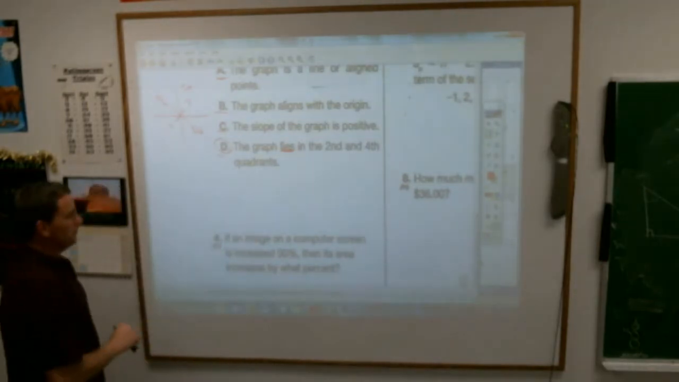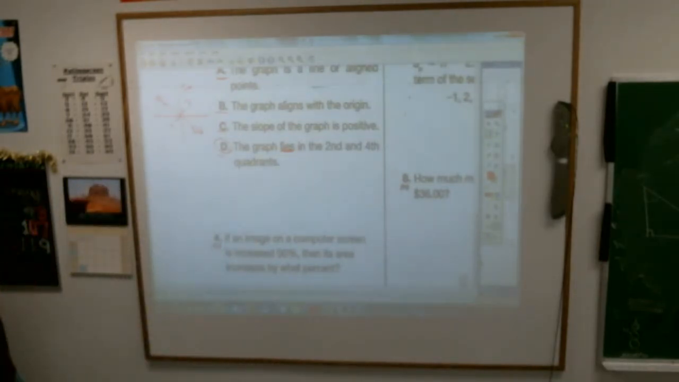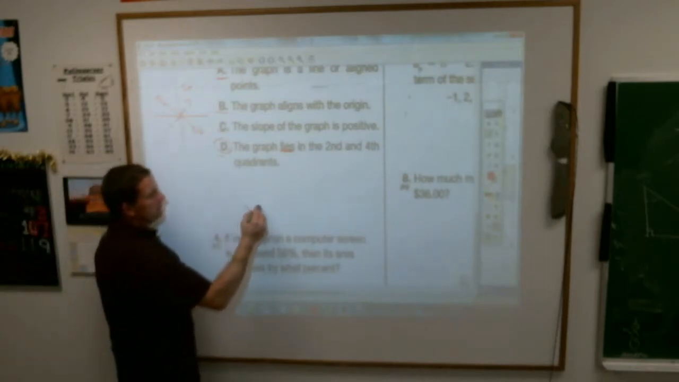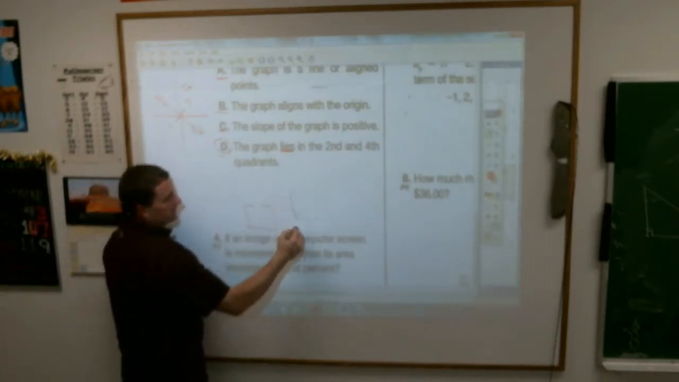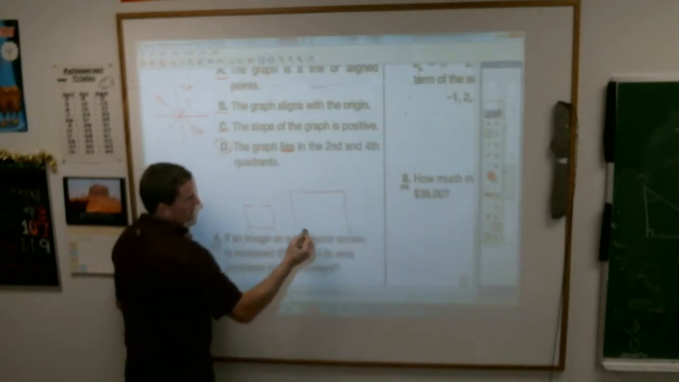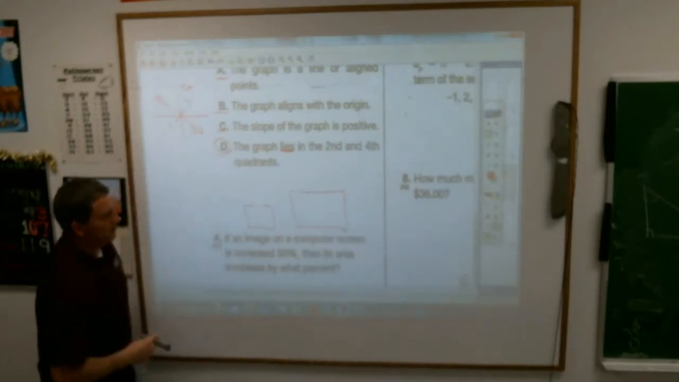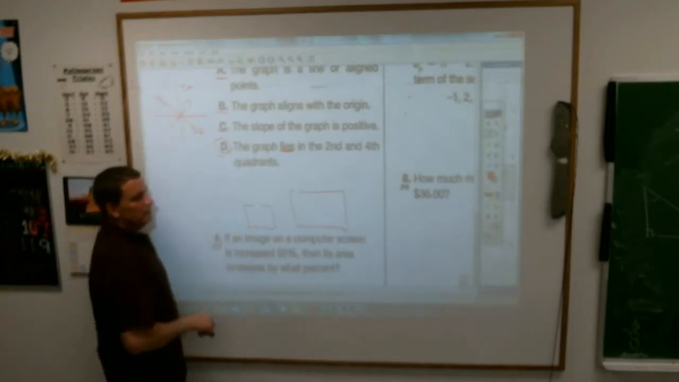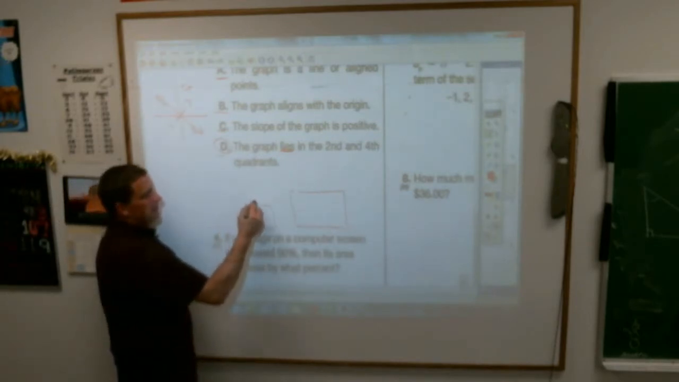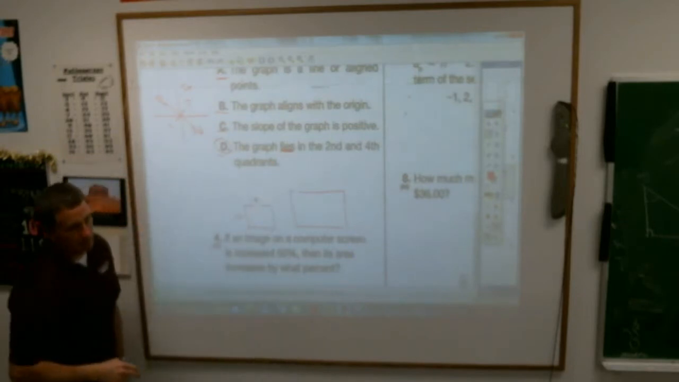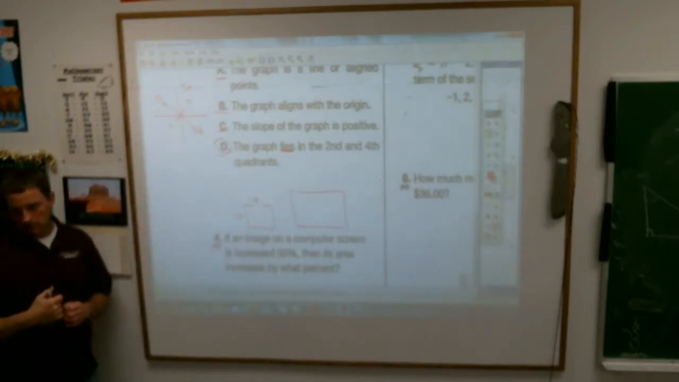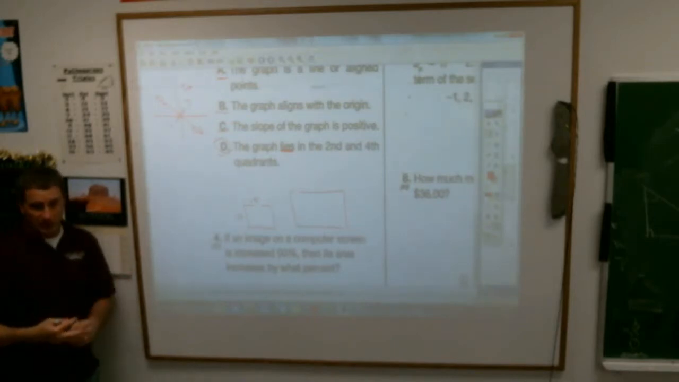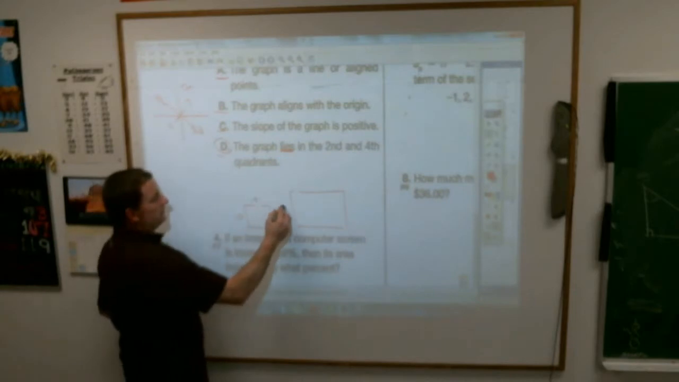Number 4, image on a computer screen is increased by 50%. And again, here's what I said, just draw something simple, and most of you did. I agree, if you miss this because of the wording, what can you do about it? Most of you drew these squares, right? And if you pick an easy number, you pick 10. If you increase 10 by 50%, what's 50% of 10? 5, and you increase it by that, you end up with 15.